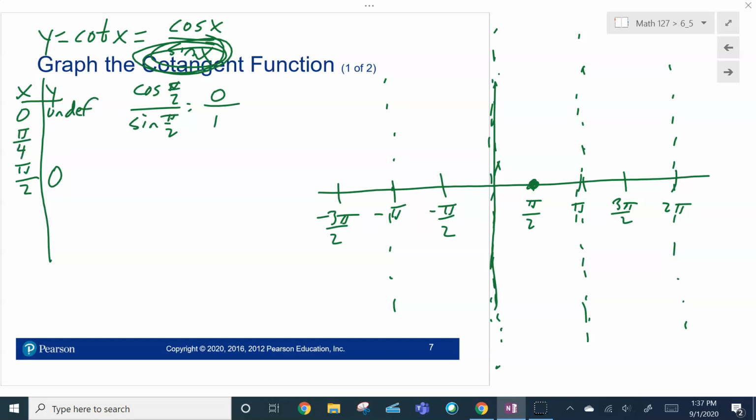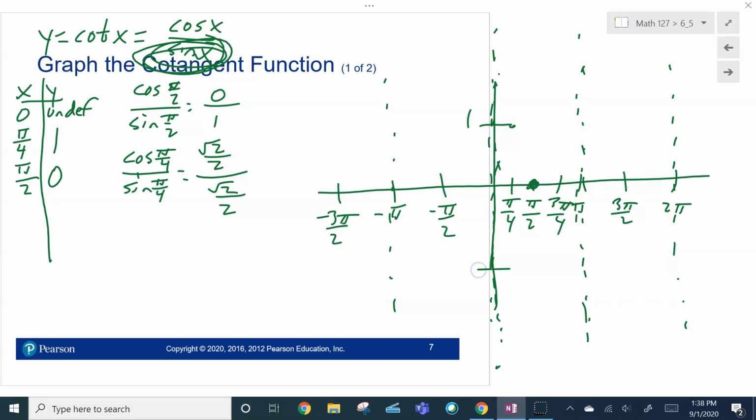I know I could do pi 6 or pi thirds and all that, but pi fourths is another nice one because I know the cosine of pi fourths and the sine of pi fourths are the same. So I'm going to get 1 there. Then I'm going to pick 3 pi fourths. The cosine is negative root 2 over 2, the sine is positive root 2 over 2, so this will spit out negative 1.